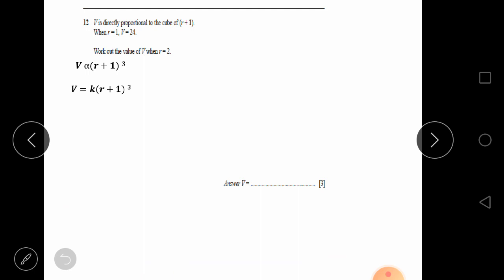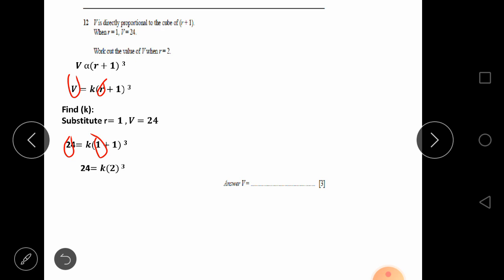Then how can we find the value of k? By substituting these two values here: substitute r equals 1 and v equals 24. Okay, how? This is done by putting v equals 24 and r equals 1. So we answer our question here.